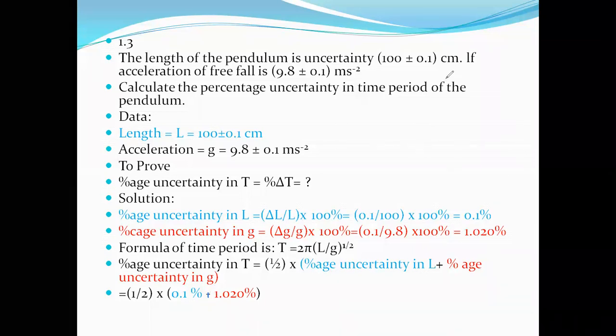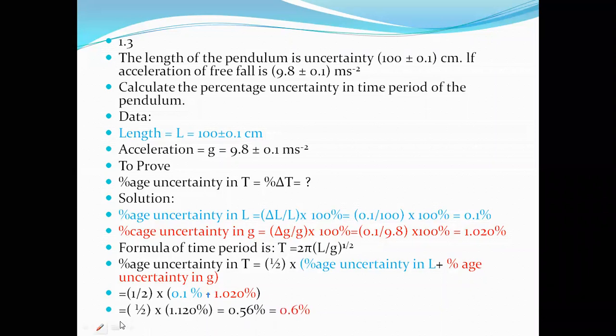Now students, in this case, we have the values. Now we are going to multiply and find out the answer. It will be 1 over 2 multiplied by 1.12%. If we multiply these two values, we will get 0.56%, which is equal to 0.6%. So this is the percentage uncertainty in the case of this pendulum, which had a length of 100 centimeter and the acceleration due to gravity, which was 9.8 meter per second square.